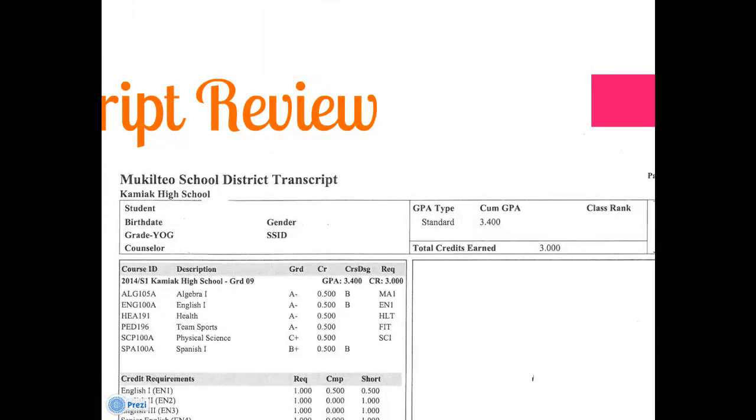On the top part of the transcript, you will find student information. This includes a student name, birth date, gender, year of graduation, counselor, state ID number, your current GPA, class rank, and the total credits earned thus far.